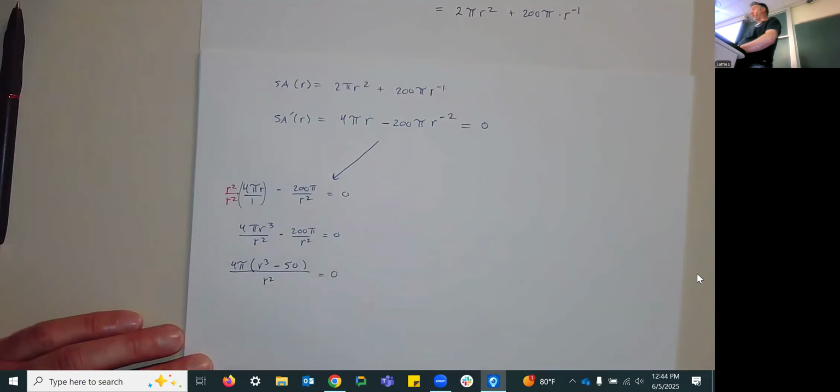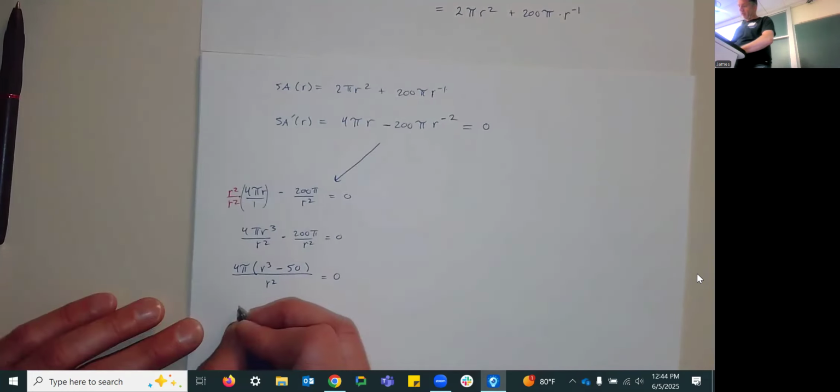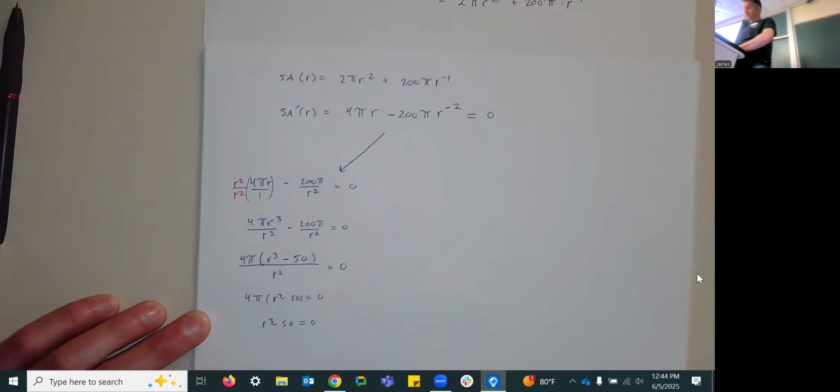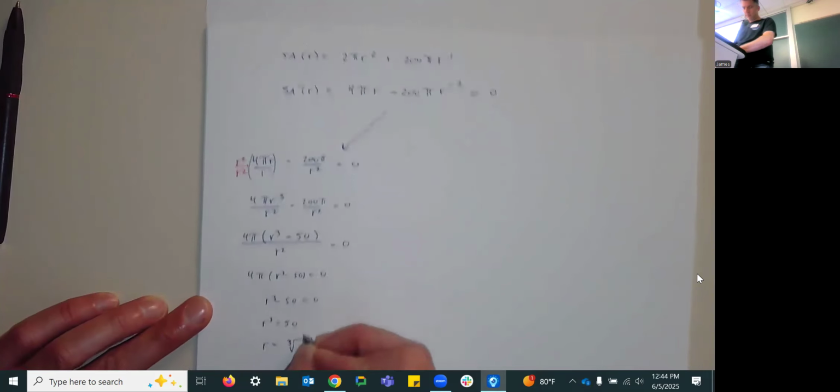So if we're trying to set something equal to 0, I should say, we're trying to set a fraction or a quotient equal to 0, we really just set the top part equal to 0. So we're going to get 4 pi times r cubed minus 50 equal to 0. Divide both sides by 4 pi. So you get r cubed minus 50 equal to 0. R cubed equal to 50, or r is equal to the cube root of 50.